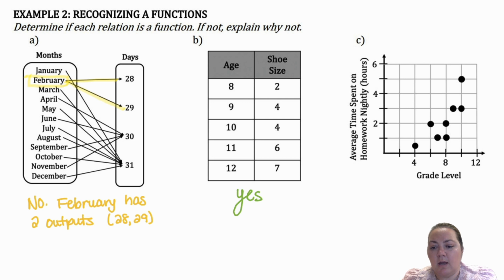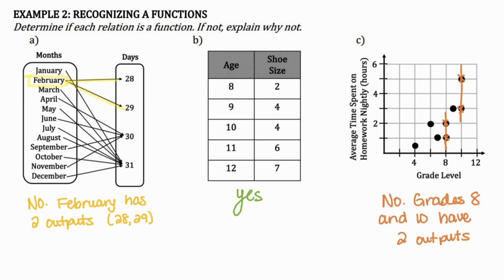The next one, I have a graph. I'm going to use the vertical line test, so vertical line is up and down. If I draw a vertical line at 8, I see that it touches more than once. Also at 10, it touches more than once, so this is not a function. Grades 8 and 10 have 2 outputs.